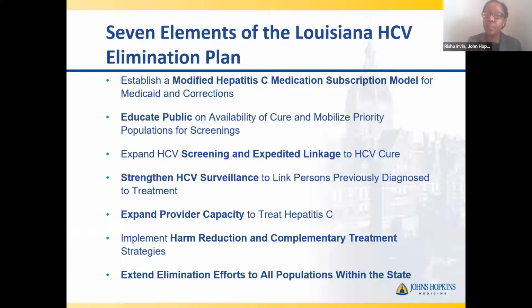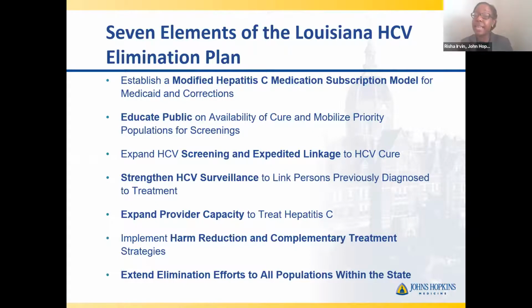Next, they wanted to educate the public on the availability of cure and mobilize priority populations for screening. We all know it's important for people to know that they have hepatitis C infection. Then they wanted to expand hepatitis C screening and expedited linkage to cure. In the correctional system, they set up a system where they would essentially go around to the 8 state correctional facilities and offer hepatitis C testing to everyone. Right now, they're at number 6 out of those 8 state correctional facilities. They also implemented new hepatitis C testing on entry and exit from the correctional system.